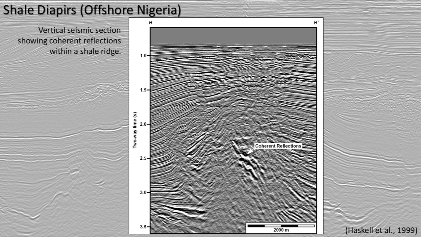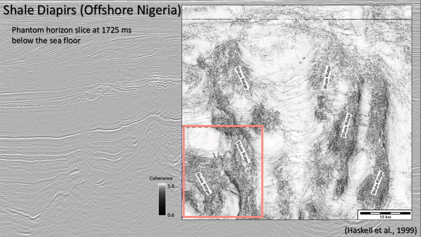Okay, and now we're looking at a shale diapir in offshore Nigeria, and we've got the vertical seismic section that shows the coherent reflectors within that shale ridge. And now in that same section, we are looking at a phantom horizon slice at 1725 milliseconds below the seafloor, and we can see here in the coherence that we're picking up more complexity of the structures, as well as the distribution of these shale diapirs.